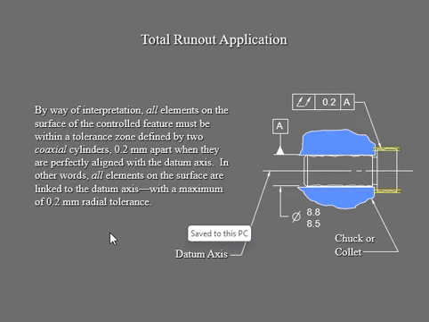So when we get to the total runout, it should be easier for you because we have already done the circular runout. They're about the same anyway. Total is a little bit different from the circular because you're looking at the entire thing, which is all the elements on the surface of your controlled feature, got to be within that tolerance zone. Since it is total, we are dealing with both sides of that diameter.